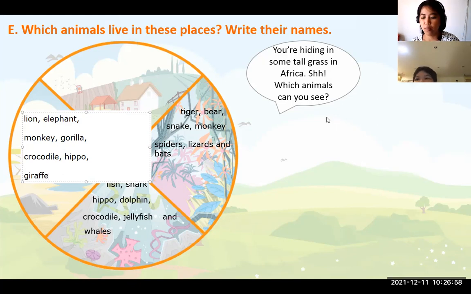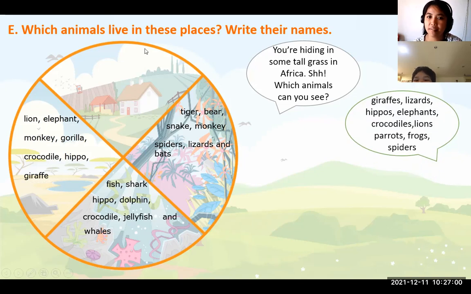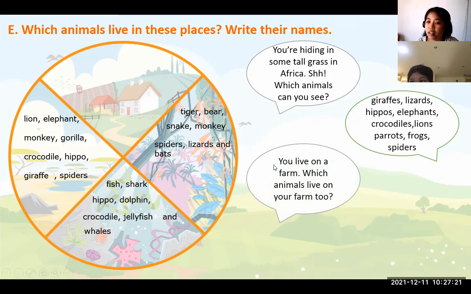Okay, so now we have giraffes, lizards, hippos, elephants, crocodiles, lions, and spiders. Wow, you got it all right, Zen. So we put spiders here. Okay, very good. So how about animals that live on a farm? So which animals live on a farm?